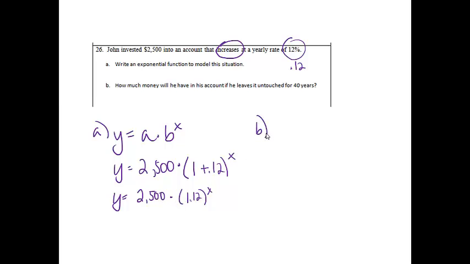It's up to you. And then for part B, how much money will he have in his account if he leaves it untouched for 40 years? So we'll just be putting 40 in for that x value. So we'll raise it to the 40 power. So let's see what happens when I do that. And I get a big number, 232627.43. So we have dollars here. That means he would end up having $232,627.43. That's pretty good for leaving it there for 40 years.